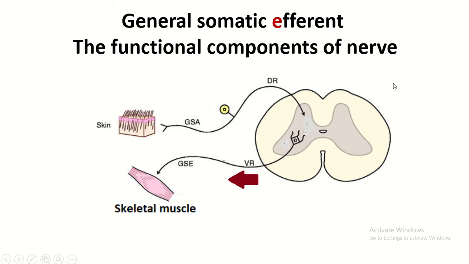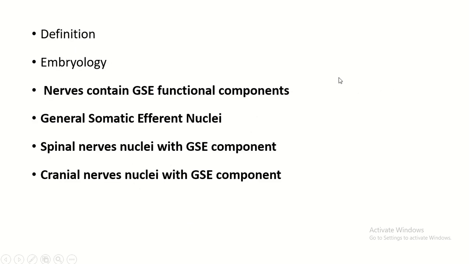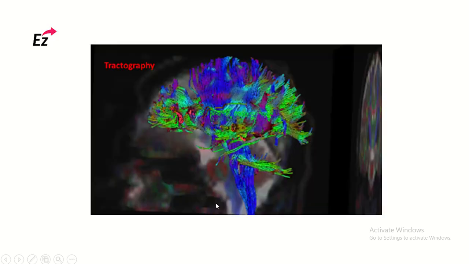In this video, I discuss General Somatic Efferent, the functional component of the nerve. I cover the following topics: definition, embryology, nerves containing the General Somatic Efferent functional component, General Somatic Efferent nuclei, spinal nerve nuclei with General Somatic Efferent component, and cranial nerve nuclei with General Somatic Efferent component.